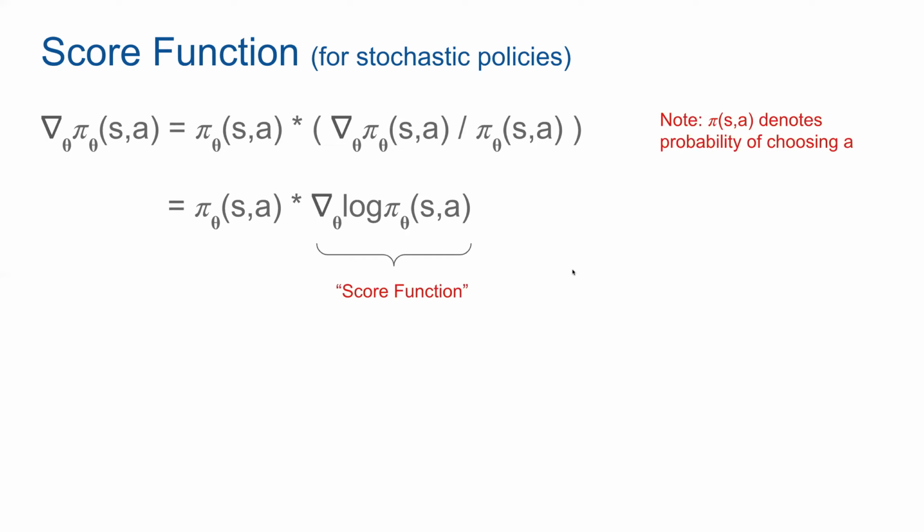If you want to take the gradient of a policy, the first equality is just multiplying and dividing by the probability of the policy. For a given state action pair, you multiply by the probability of taking that action in that state, and then you divide by the probability of taking that action in that state. That's all that the first line is doing. It's just multiplying and dividing by the same number. But then you observe, if we group the second two terms together, that's actually the gradient of the log of the policy.